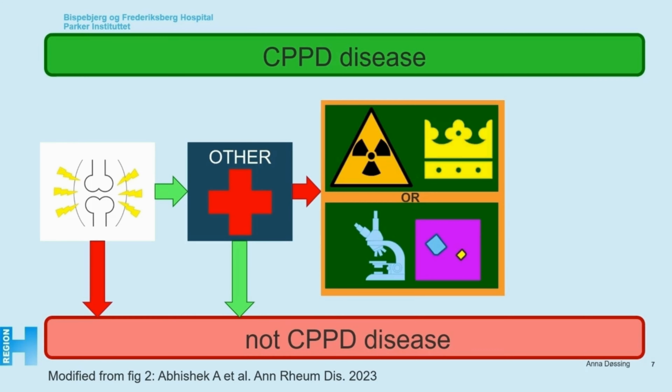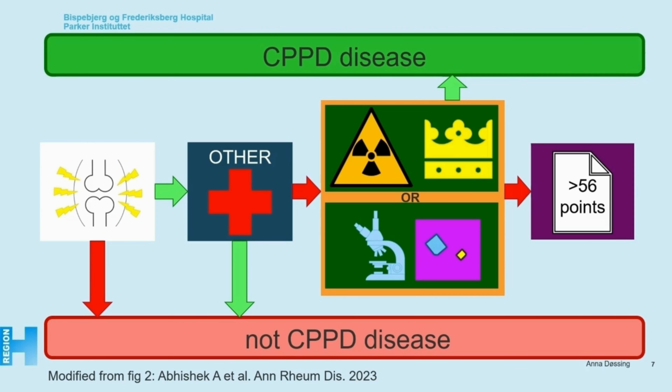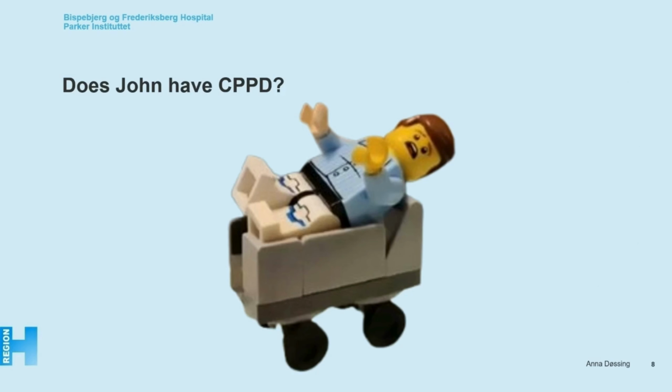If the patient has chondrocalcinosis or calcium pyrophosphate crystals in the synovial fluid, well, then the patient has CPPD. If not, we move on to the 4th step of the flowchart, which is a scoring system. If the patient has 56 points or below, the patient does not have CPPD disease. But having above this score, well, then the patient has CPPD. So I guess by now you're wondering, does John have CPPD?